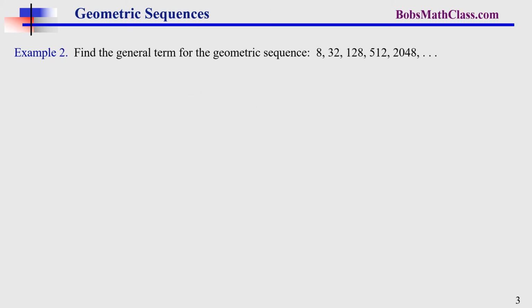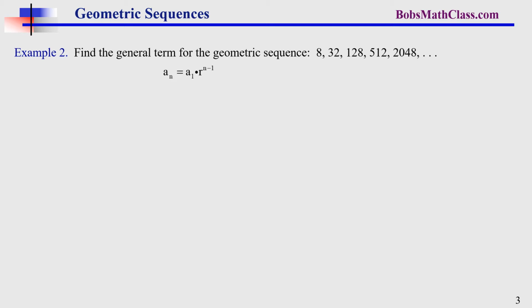Here's our next one. 8, 32, 128, etc. Same directions. Find the general term. So write down your formula. a_n equals a1 times r to the n minus 1. We need a1 and r.